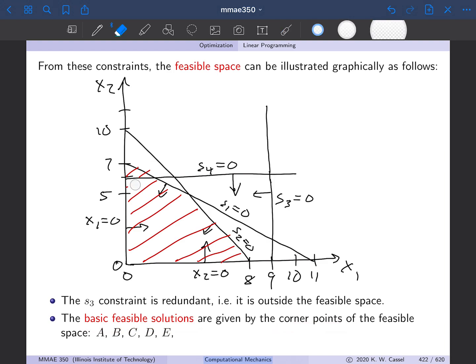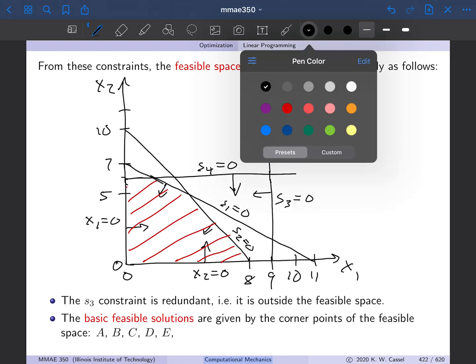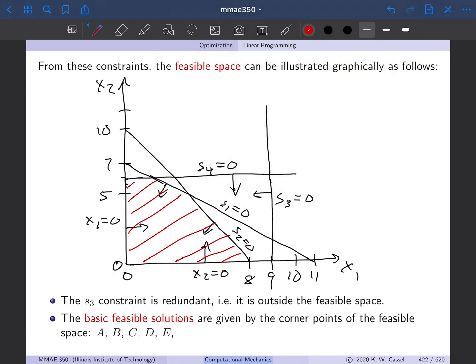what a bummer. See if I can try to erase this without doing too much damage. Sorry about that. Yeah, I know, that was unfortunate. All right, so this is my feasible space. Sorry, I got that extra little triangle that didn't belong.